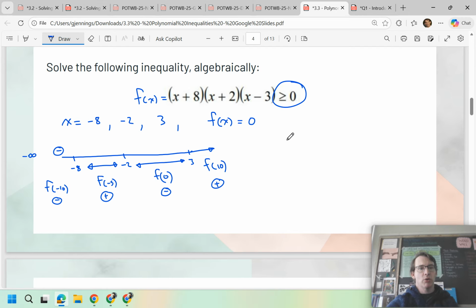This will be greater than or equal to 0 between -8 and -2 inclusive, because we were greater than or equal to. Okay. Or I am also positive from 3 on. So the union with 3 to positive infinity, this function is positive.